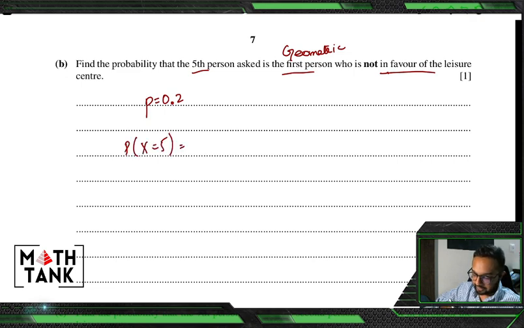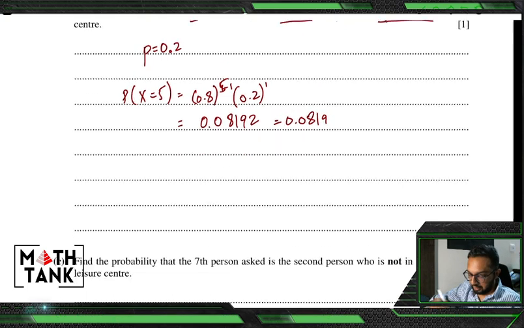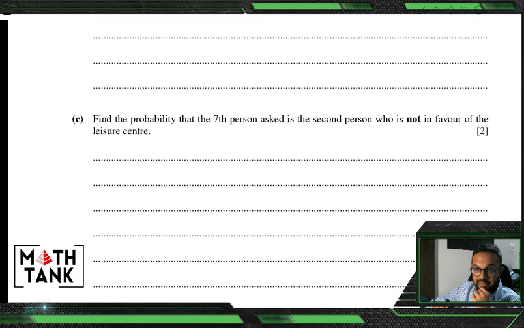So I'm going to say that this is q power r minus 1 into p power 1. So 5 minus 1. 0.08192. Let's check. I've not rounded it off to the correct number of decimal places. So 0.0819. Then it says find the probability that the seventh person asked is the second person who is not in favor.